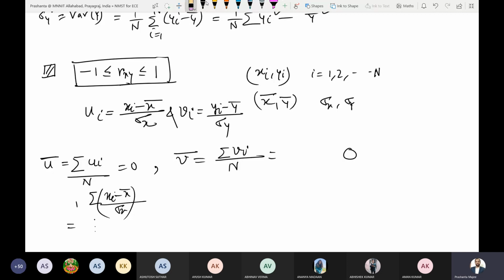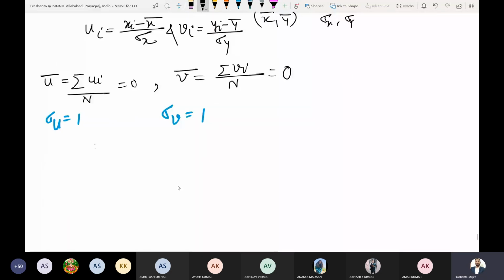And what about standard deviation of u values? What is sigma u? So this is again homework. You calculate, use the formula. Sigma u will be coming 1 and sigma v will be coming 1. These are simple calculations.